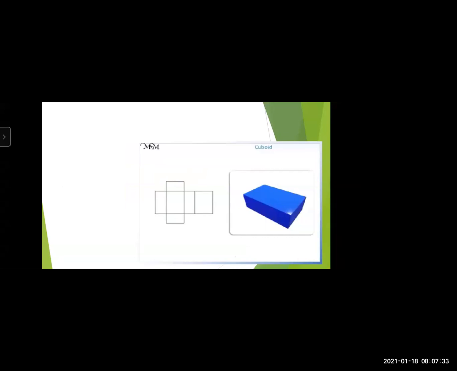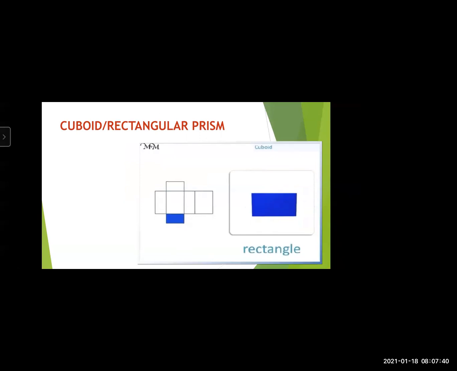See, this is the first one. What is the name of this shape? Cuboid, or rectangular prism. Cuboid, and it is also called a rectangular prism. Why is it also called a rectangular prism? Let's see.